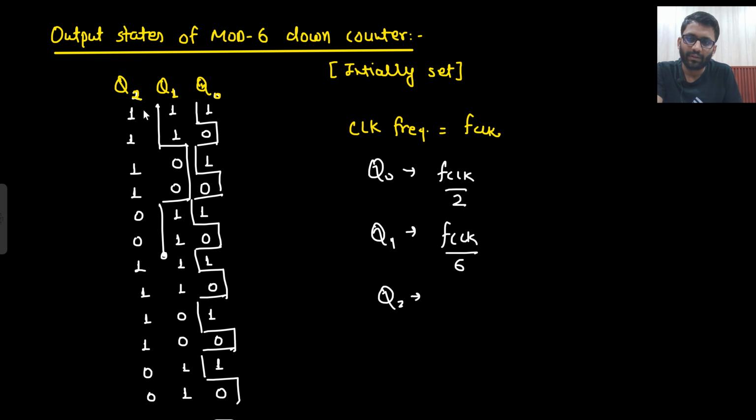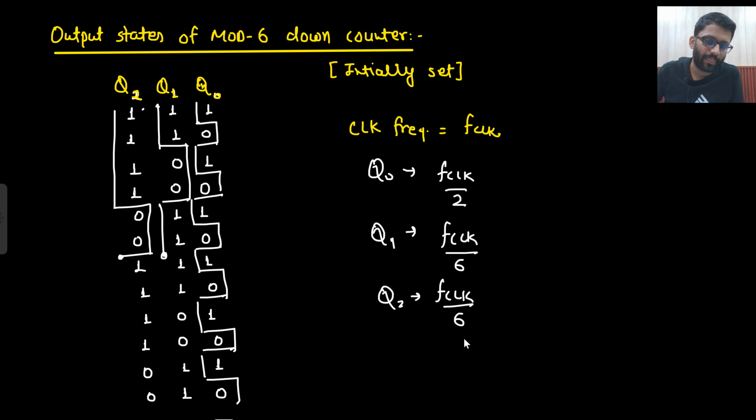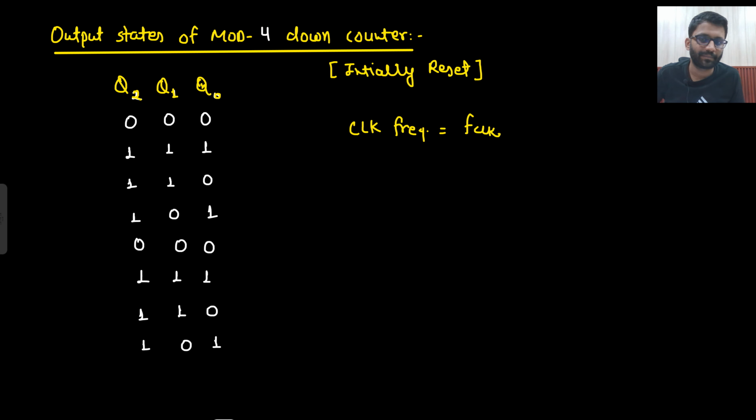What about Q2? 4 times 1, 2 times 0, then 4 times 1, 2 times 0. So this is also F clock by 6. So here your rule went wrong. Are you getting this point?